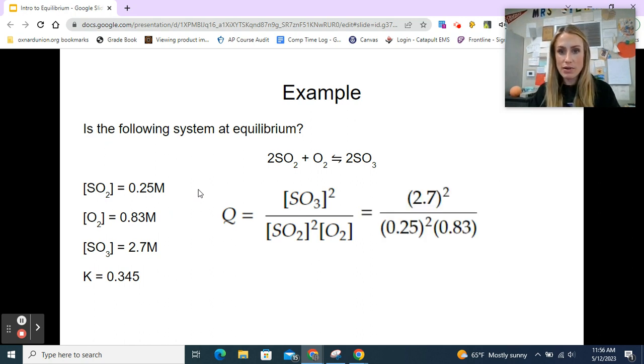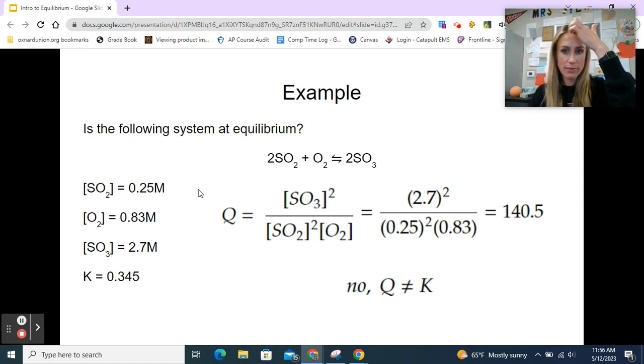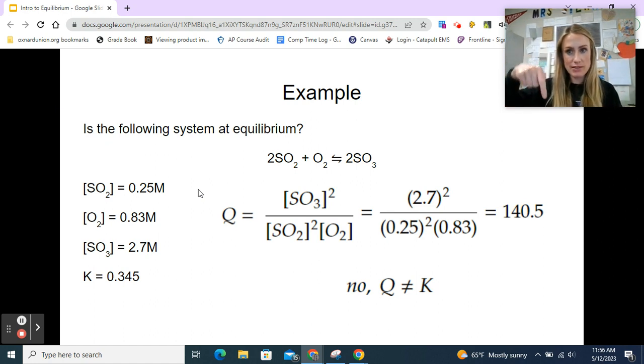So plugging in my numbers, I end up getting 140.5 for Q. Way higher than my equilibrium constant K. So again, because Q does not equal K, I am not at equilibrium. My system's not at equilibrium. Now, one more thing I want you guys to think about is what this number means, right? Well, as we approach equilibrium, this reaction quotient number, 140.5, it's going to decrease because I'm eventually going to end up at equilibrium. I'm going to end up at an equilibrium constant of 0.345.